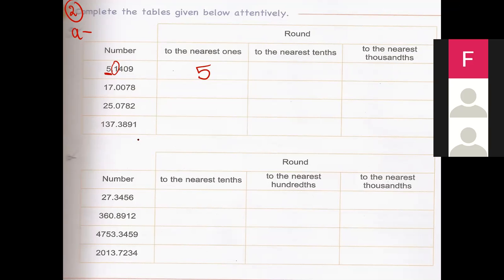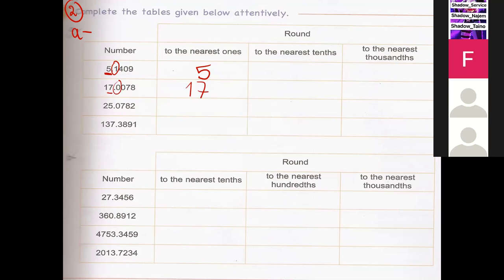17.0078. Round to the nearest ones. We underline 7 and circle 0. It will be the same, 17. Bravo, Hussein Khalil.